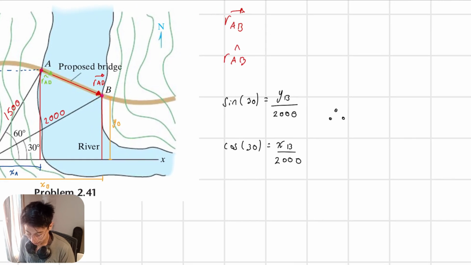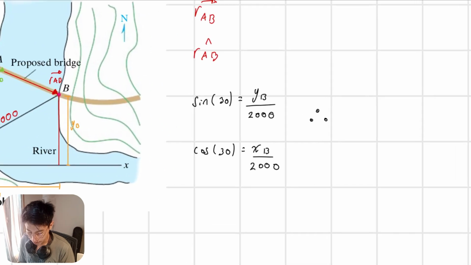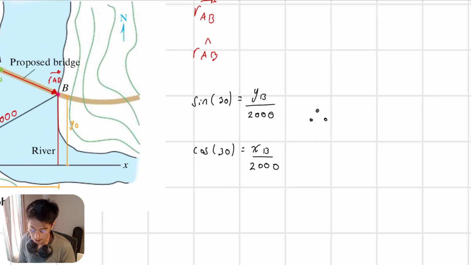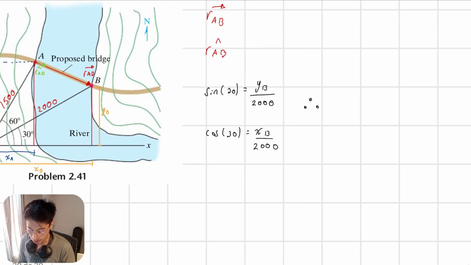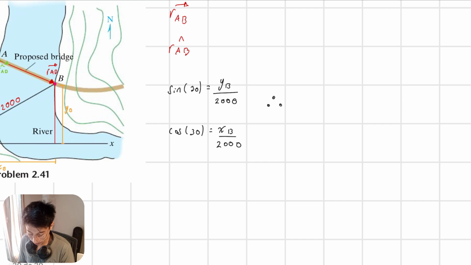Therefore, this is like something in Spanish. Por lo tanto. That means therefore in English. So therefore I can say that YB is equal to the sine of 30 multiplied by 2000, and the same thing goes for XB, but using the cosine of the angle, 2000.